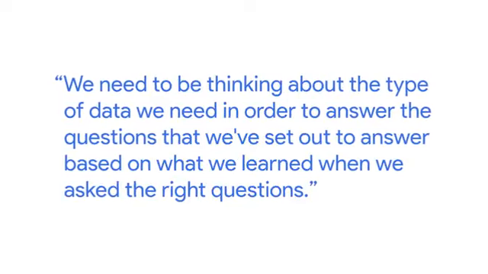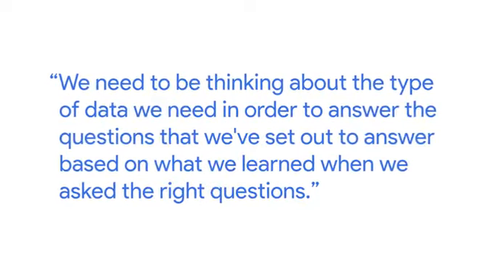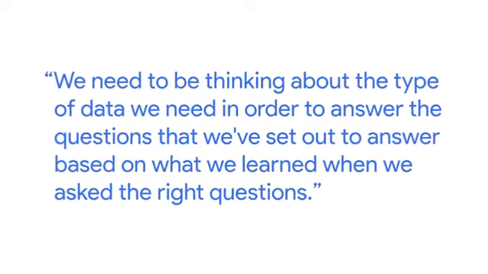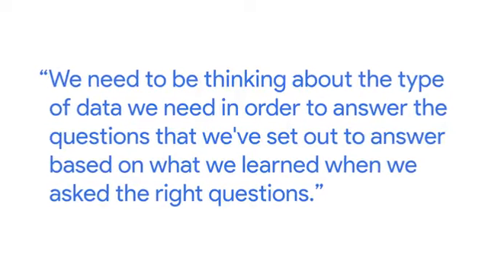So after you've asked all the right questions and you've wrapped your arms around the scope of the analysis you need to conduct, the next step is to prepare. We need to be thinking about what type of data we need to answer those key questions. This could be anything from quantitative data or qualitative data. It could be cross-sectional or point in time versus longitudinal over a long period of time. We need to be thinking about the type of data we need in order to answer the questions that we've set out to answer based on what we learned when we asked the right questions.